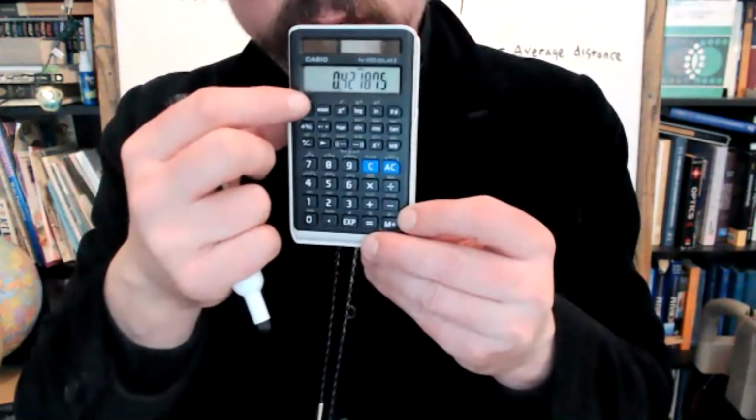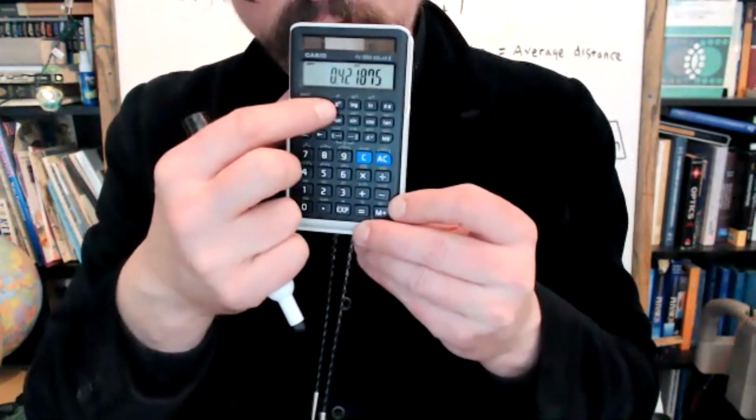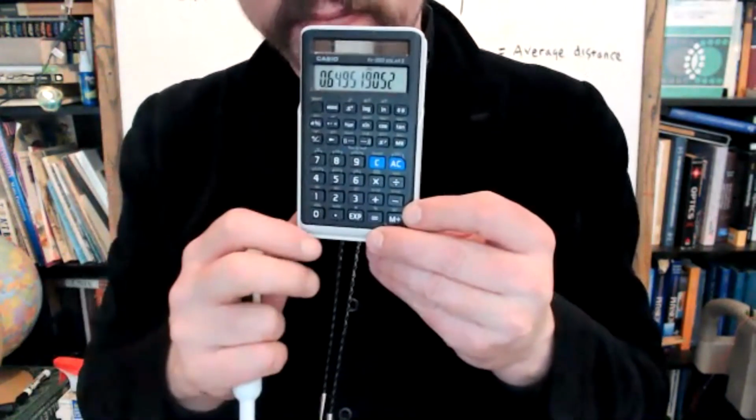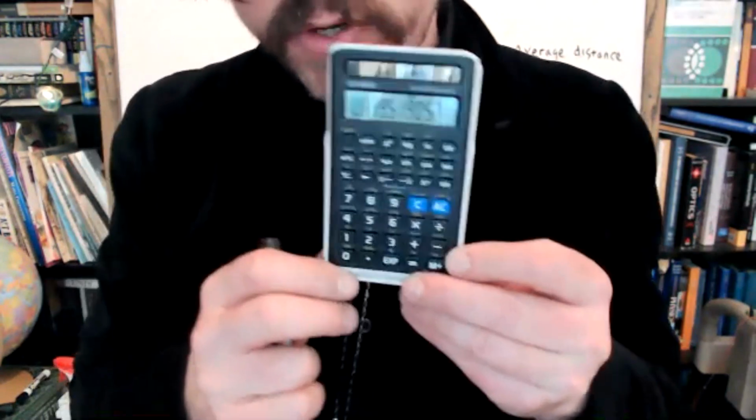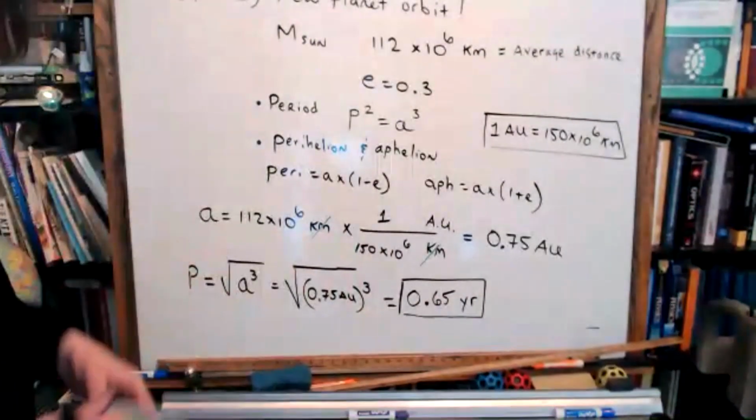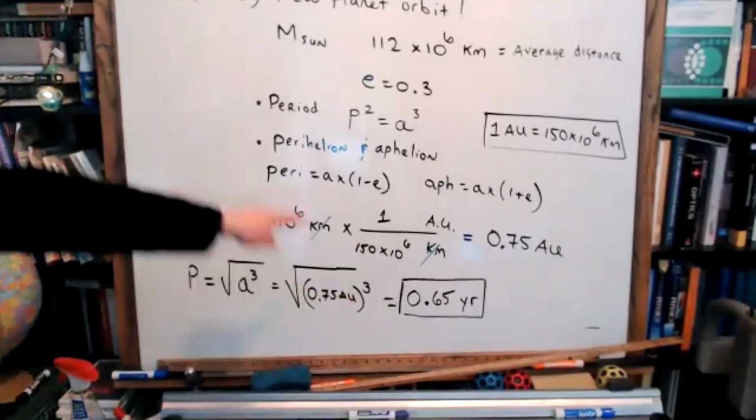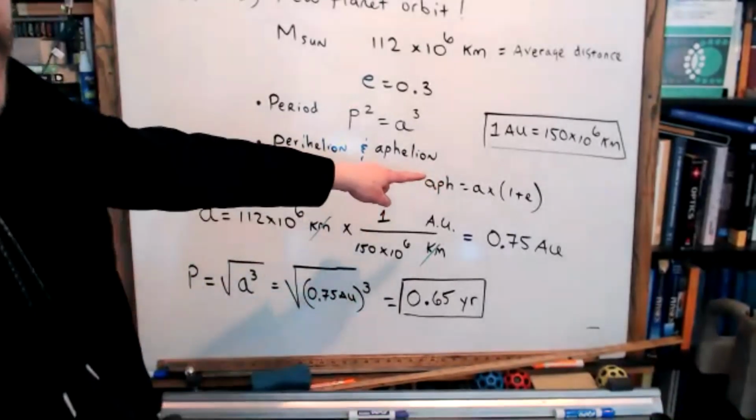Now we're going to square root it, shift, and the square root key is right there. Okay. Good job. That's the period. Now we've got to get the perihelion and aphelion.